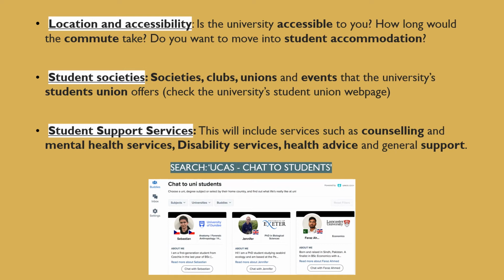Support services are open to all students and are utilised by many for many different reasons. It's good to read up about these things early, just so that you know they're there if you might need it. So student support services will cover things like counselling, mental health issues, any general issues that you're having really, disability services, health advice, general support and general advice. So really important stuff that's worth knowing is there for you.